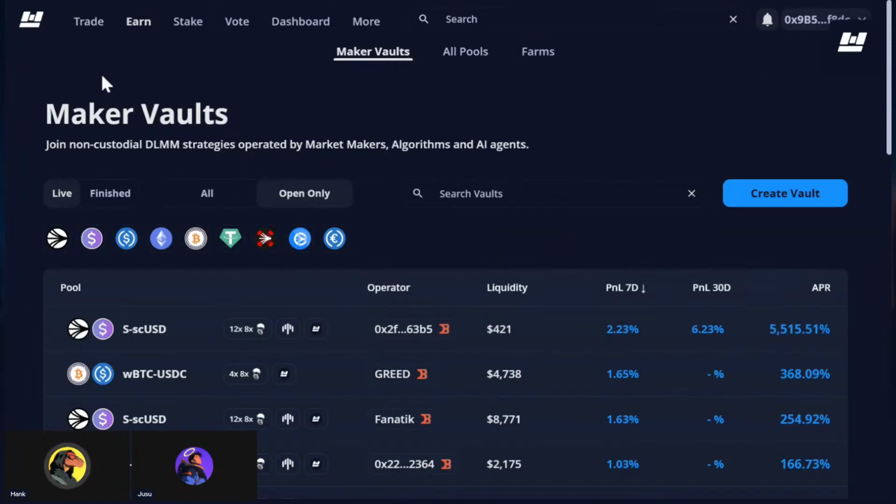And this is, so when you're on Metropolis, here on the top side, you can see trade, earn, stake, and under earn. The first part is MakerVaults. This is intentional because MakerVaults will be, or is, the main product around Metropolis, and this is the easiest entry point for anyone joining Metropolis.